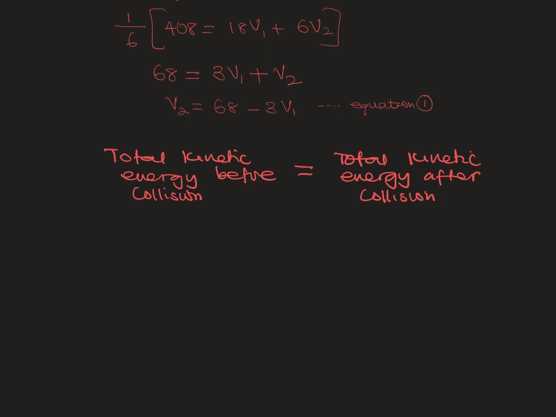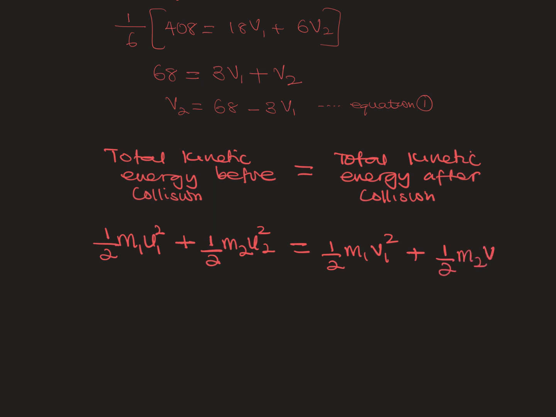So for body M1, before collision, the kinetic energy will be half M1 U1 squared, plus for body M2, it will be half M2 U2 squared. This is equal to, for body M1, the kinetic energy after collision will be half M1 V1 squared, then plus the kinetic energy for body M2 after collision will be half M2 V2 squared.